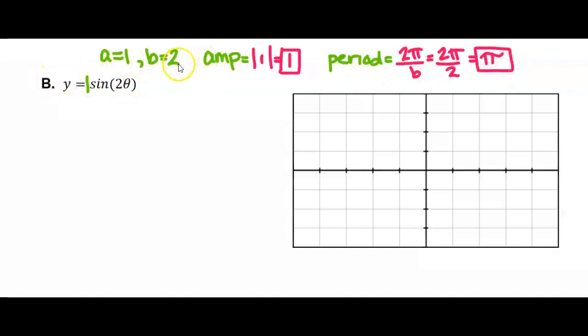I can get 2 cycles in between 0 and 2 pi because they're smaller. It only takes pi to get a full cycle in.